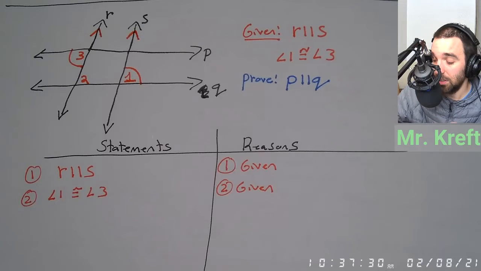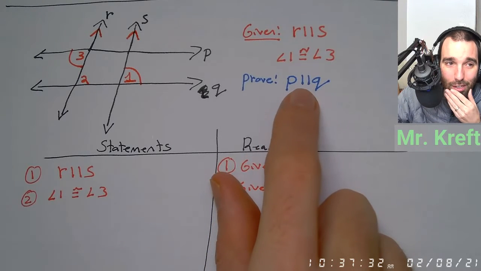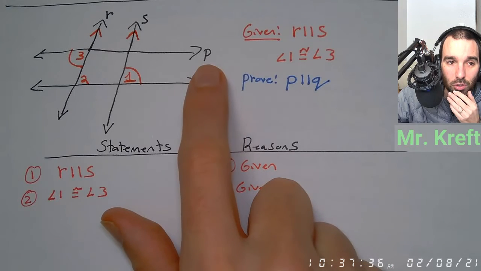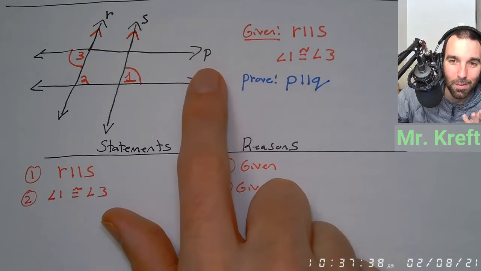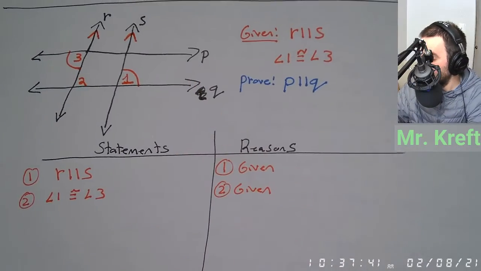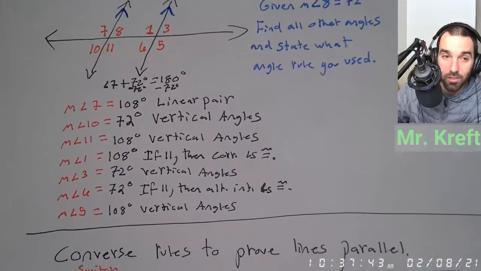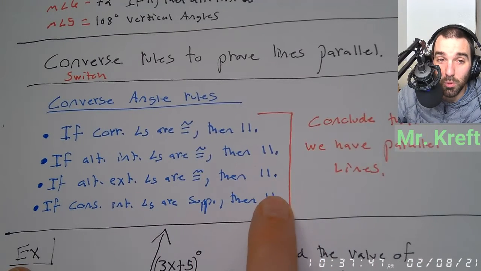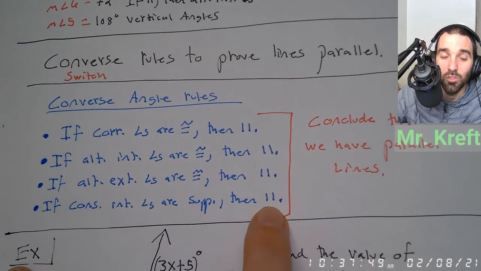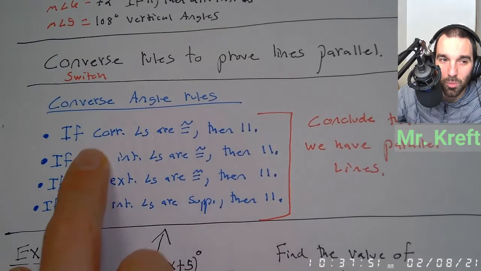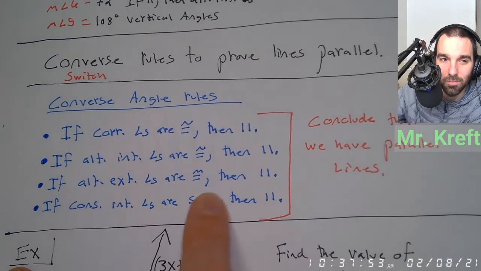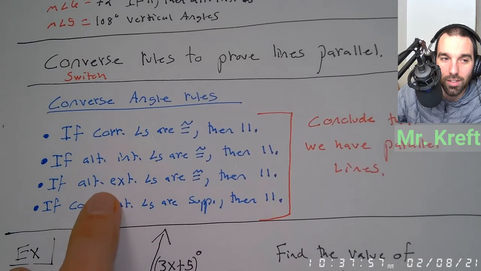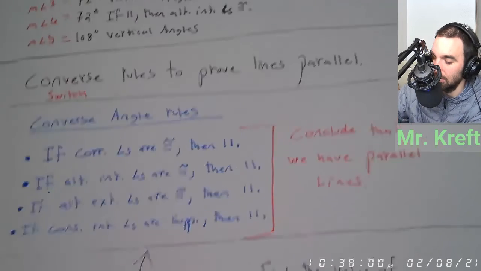Okay, the next thing we're going to do is look at what the heck we are trying to prove. I'm trying to prove P is parallel to Q. Now, on our last page, do you see how down here, we wrote down all of these ways to prove lines are parallel? We're going to have to end with one of these. This is our ending, right? Because we want parallel lines, we have to show one of these is true.